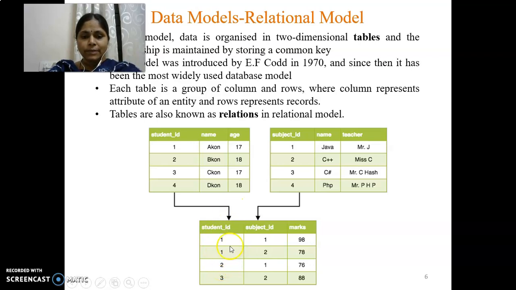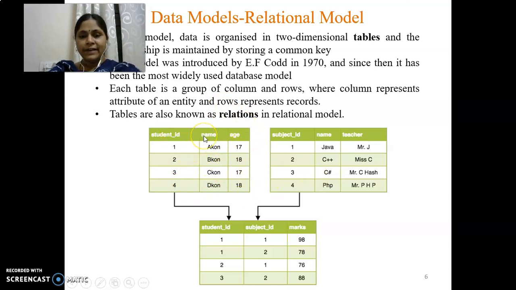If we don't have this type of representation, then we need to store in each row like 1 Akon, subject ID, name, teacher, marks. Again 1 Akon, subject ID, name, teacher, marks. Like that, the data redundancy is increased. Using the relational model and connecting these two tables by keys, this problem is avoided. This model was introduced by Codd in 1970 and it is the most widely used model among all the other models. And we can say that each table is a group of rows and columns.